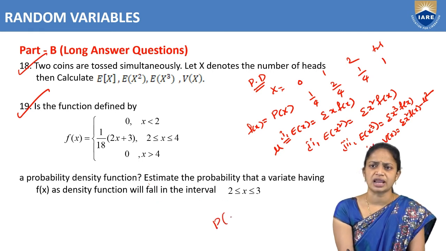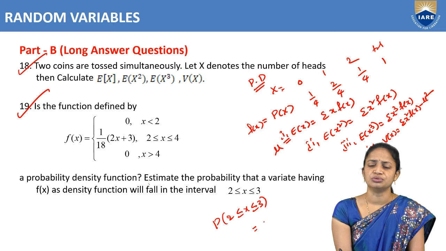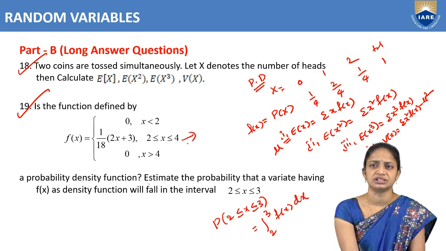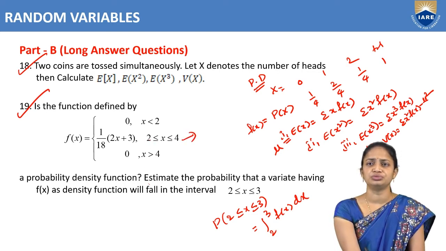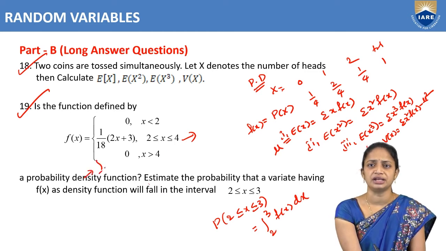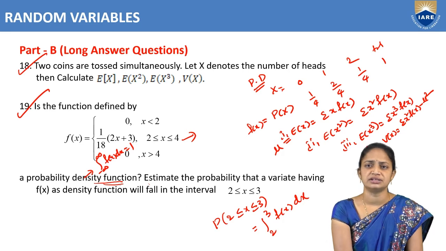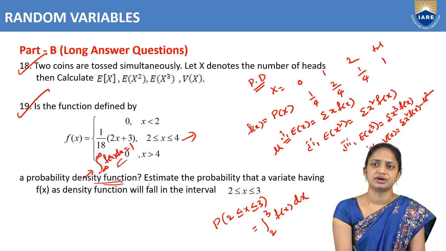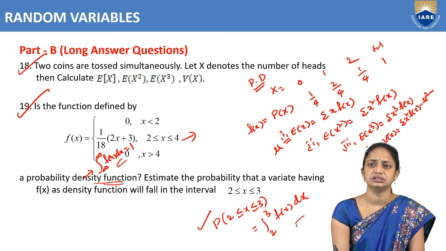So we just need to calculate the probability of 2 less than or equal to x less than or equal to 3, which is the integration over 2 to 3 of f of x dx. The function exists in the range 2 to 4. And we need to check the integration over minus infinity to infinity of f of x dx equal to 1. We just have to prove whether it is a probability density function or not by using this formula. For the second part, we calculate by using this formula.